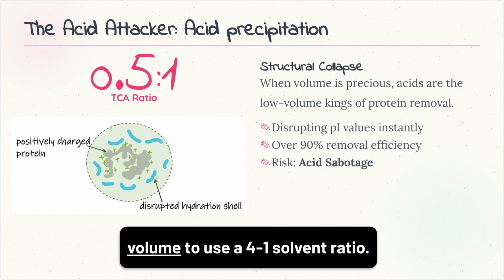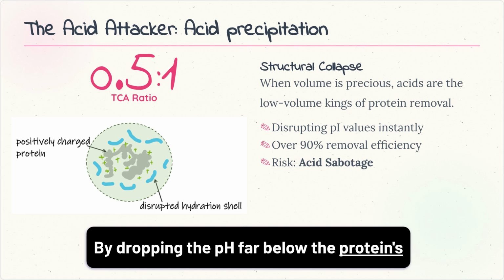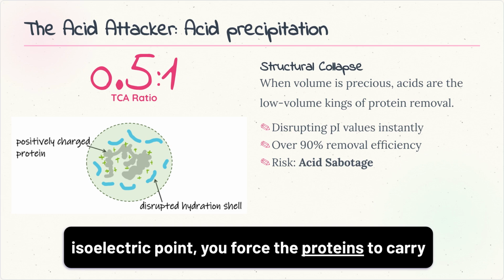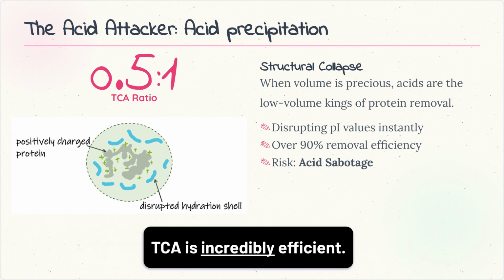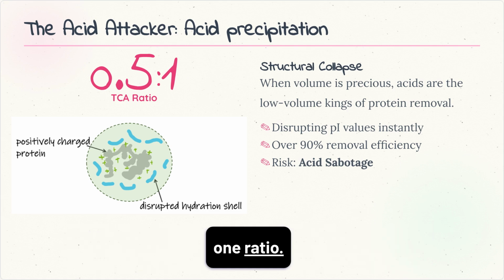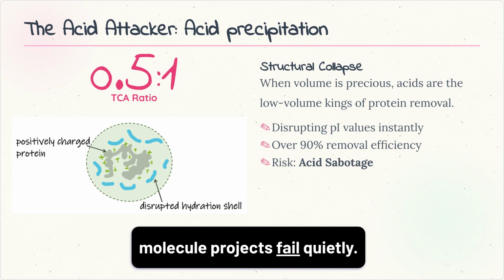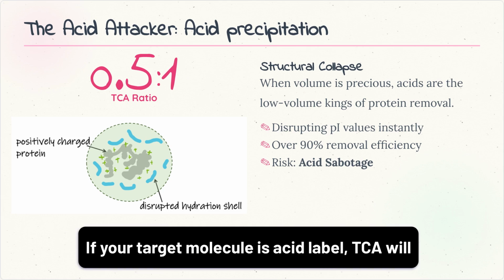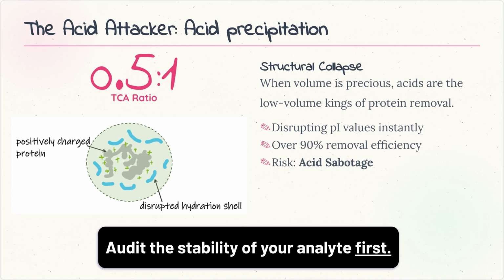Sometimes, you don't have enough sample volume to use a 4-to-1 solvent ratio. This is when you call in the acid attacker TCA. By dropping the pH far below the protein's isoelectric point, you force the proteins to carry a massive positive charge that disrupts the hydration shell instantly. TCA is incredibly efficient. It can hit over 90% protein removal at a tiny 0.5:1 ratio. However, here is where 80% of small molecule projects fail quietly: acid sabotage. If your target molecule is acid labile, TCA will destroy your gold while it's killing the proteins. Audit the stability of your analyte first.